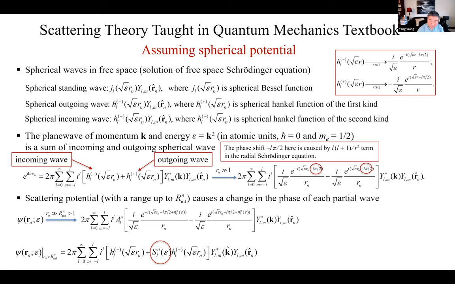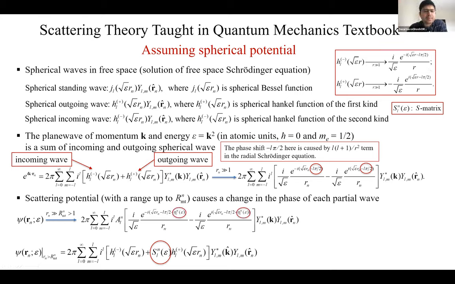So this is a factor applied to the outgoing wave, and I call this the S matrix. Why, when this is just a number? I can construct a matrix by putting this number on the diagonal. Of course it's a diagonal matrix, with all the L and M's arranged in such a way that it forms a matrix. This is called the S matrix.